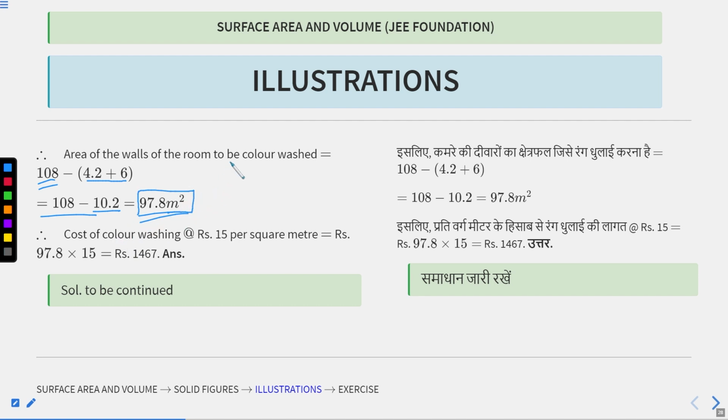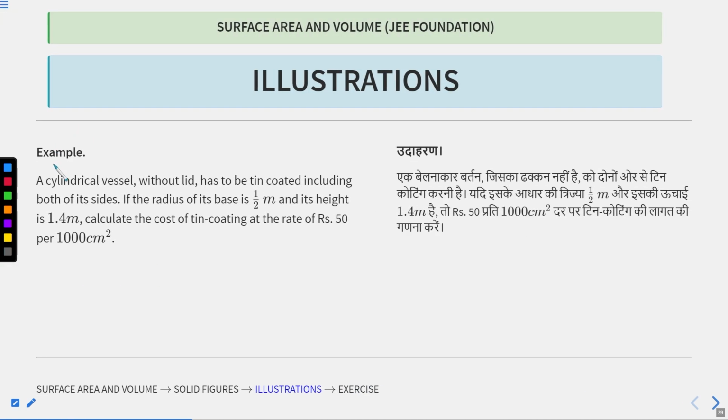Now if for 1 meter square a worker or the painter charges 15 rupees, then for 97.8 meter square he will charge 15 times 97.8. So the final answer will be 1467. Okay, so the worker will be charging 1467 rupees. I hope this is also clear. Now let's move to the next example.